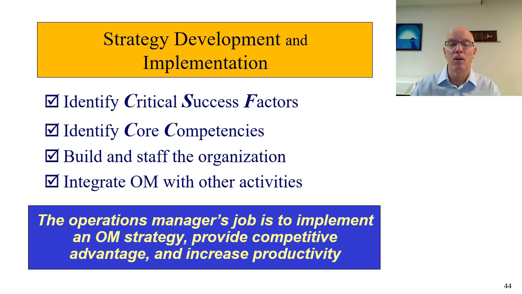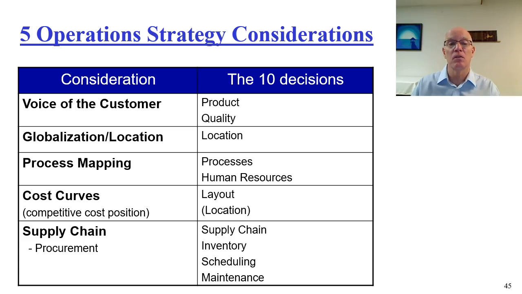And then how do you tie your operations management to all these other pieces? So the keys: voice of the customer, local versus global, process mapping, cost curves, and supply chain. So the voice of the customer is important. Do you know what the customer wants? Are you getting feedback from the customer?